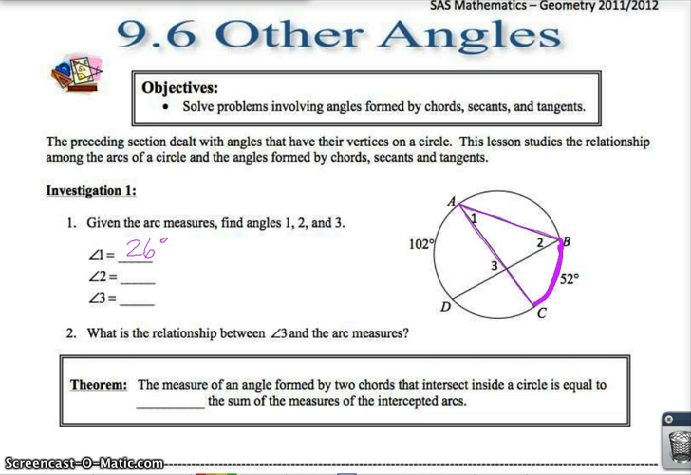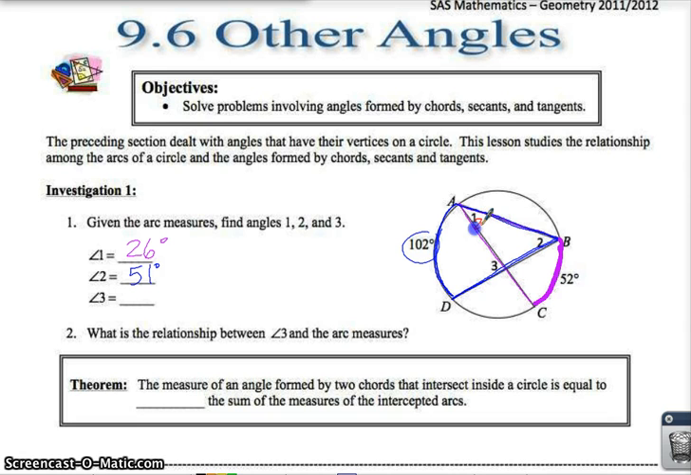Then if we look at angle 2, that is dealing with this arc AD. Angle 2 is an inscribed angle with its vertex at B, which is on the circumference of the circle. So therefore, angle 2 is half of 102 degrees, which is 51 degrees. So then how do we find angle 3?